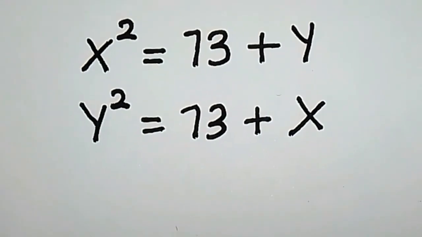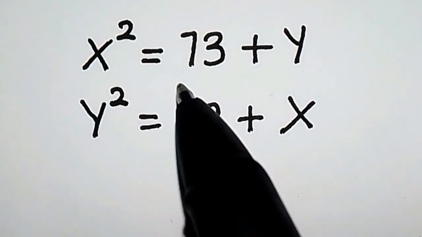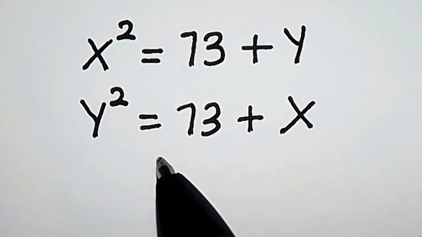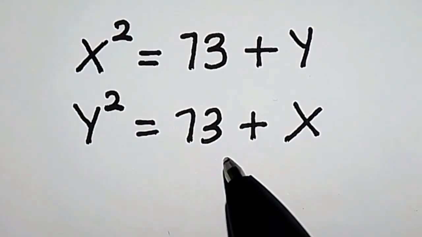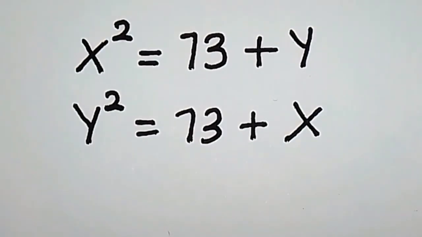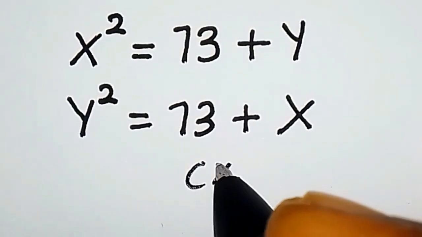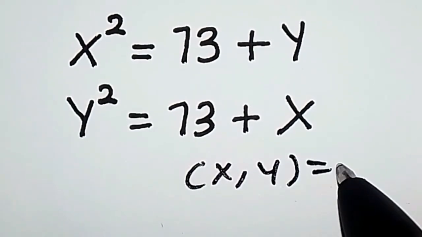Hello, here we have a very nice algebra problem. x squared equal to 73 plus y, y squared equal to 73 plus x. How do we solve for x comma y? That is, how do we find the value of x comma y?